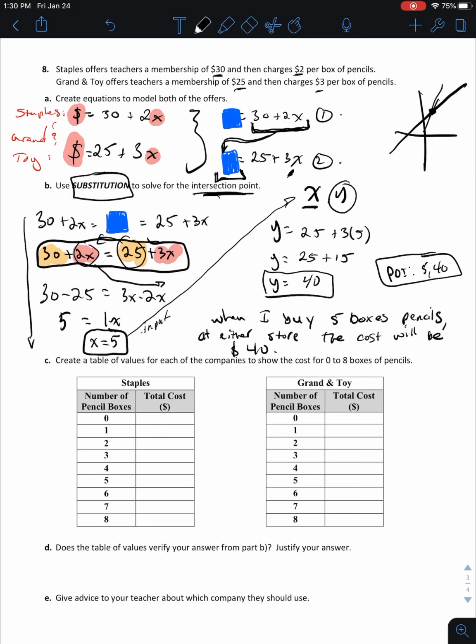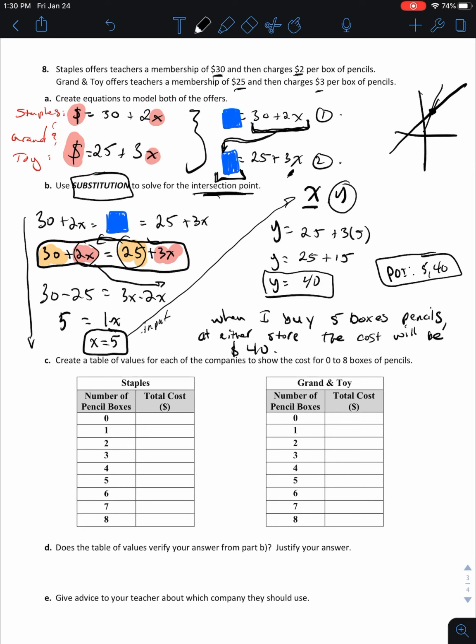So this is a decision point. You're going to use this to make up your mind or come to a conclusion as to which store you should buy the pencils from based on how many of them you're going to buy, right? So if I buy 5 boxes of pencils at either store, the cost will be $40, right? So it doesn't matter. If I want 5 boxes of pencils, you can go to Grand and Toy, you can go to Staples, it doesn't matter, right?